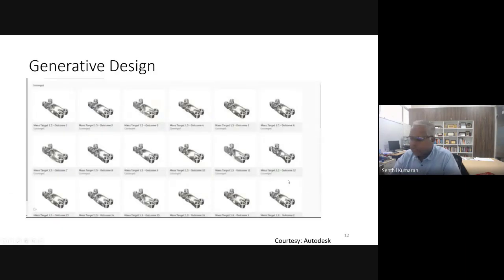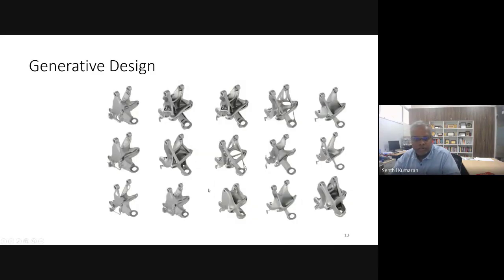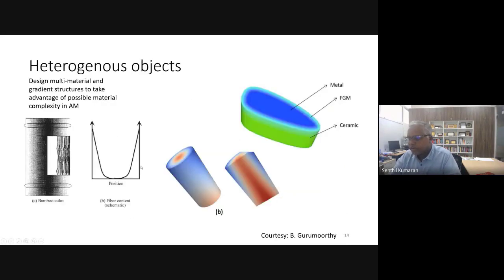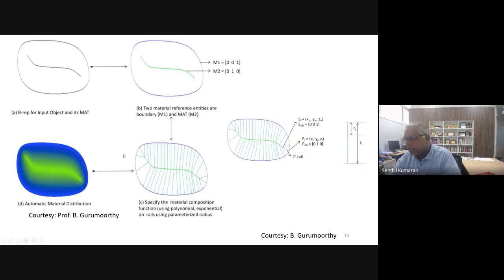You can do generative design, where you can get more design outcomes. That is another opportunity. This is the heterogeneous object I was talking about, the bone structure, where you have metal plus ceramics graded into one thing. You can see that the structure goes from one end to the other end. It is graded very nicely. This is work from IISc Bangalore.